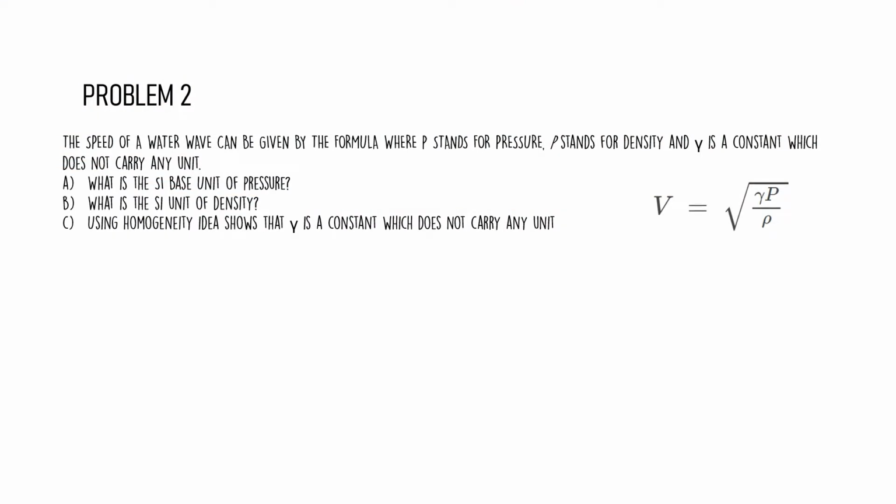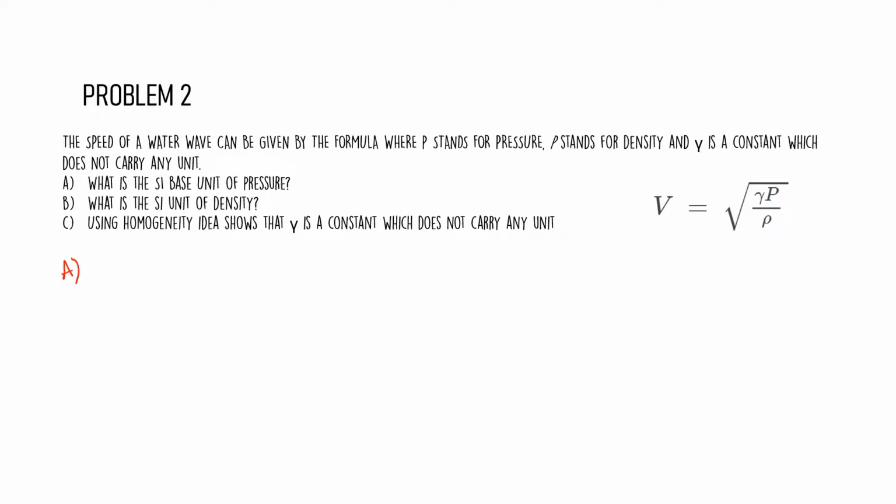Now let's look at another problem. They've given you the speed of a waterway, which is given by this formula where P stands for pressure, rho stands for density, and gamma is a constant which does not carry any unit. There are three parts to it. The first one says, what is the SI base unit of pressure?